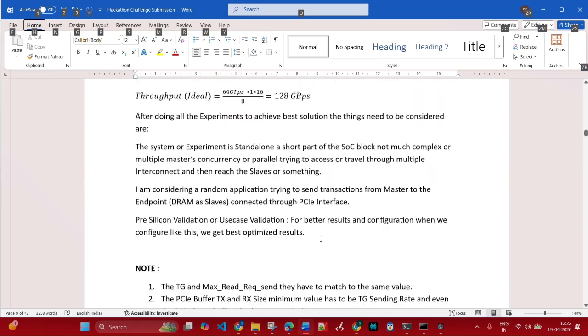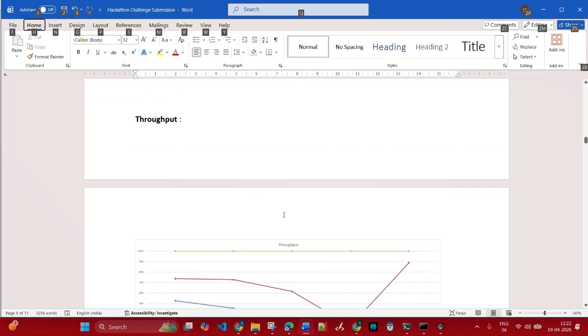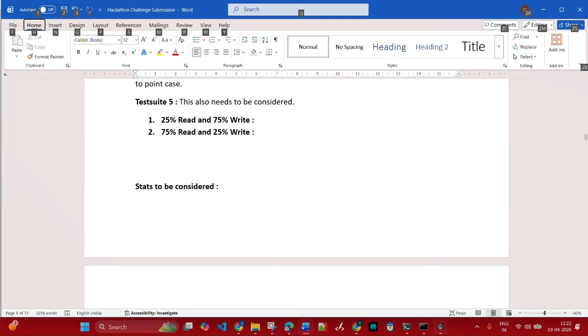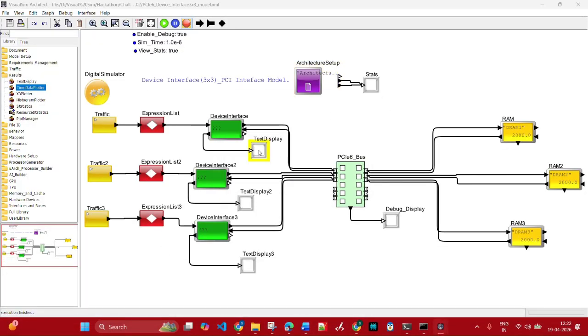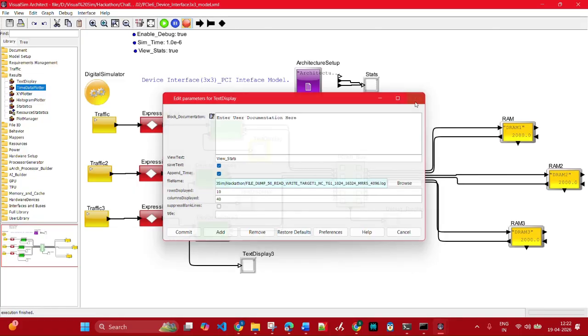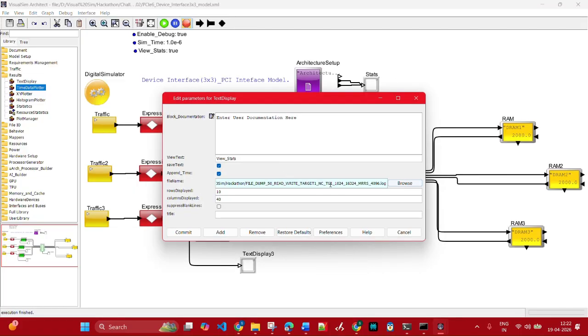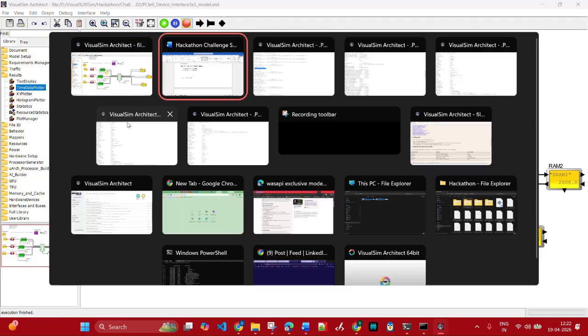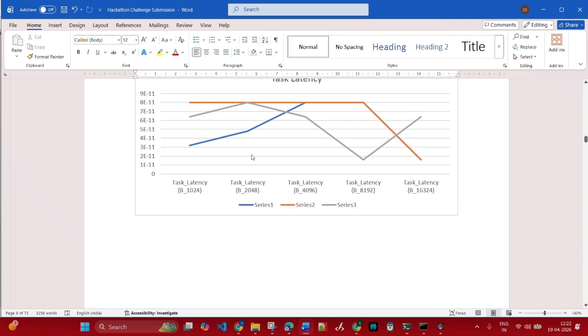Next, let us consider 100% read. In general, what I've done is, just to have a parameter variation and batch mode simulations, I have generated these log files. I've saved them, and all of them are dumped into one directory. From there, I'm just extracting all the values from it. So this is just a summary.